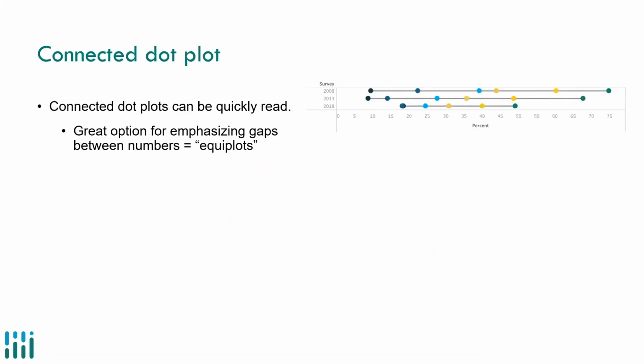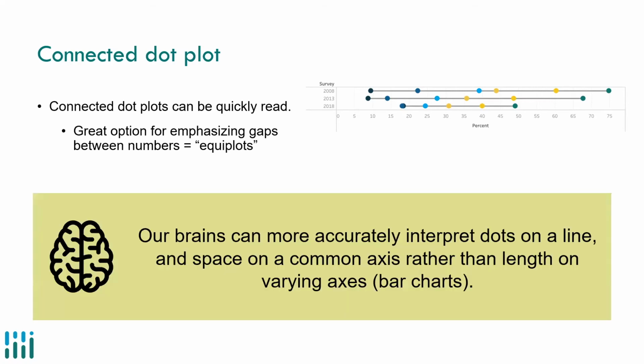Other potential strategies that I'd like to focus on in this particular presentation include a connected dot plot. This was an example that was part of the exercise at the beginning of the presentation. Dot plots are used to emphasize gaps between numbers. Why is this? Our brains have a pretty accurate ability to interpret space on a common axis. Because these dots are on a common axis, we're looking at the length of the line between dots. These types of graphs have also been described as equiplots, where the equi stands for equity.